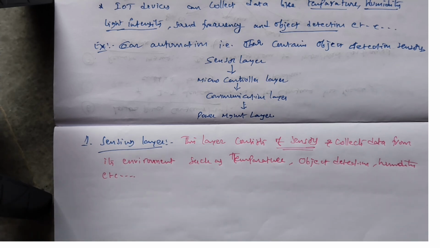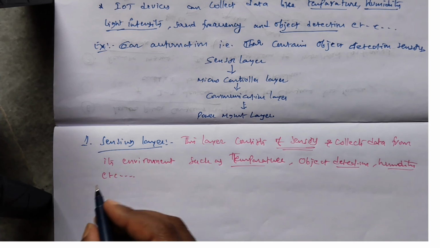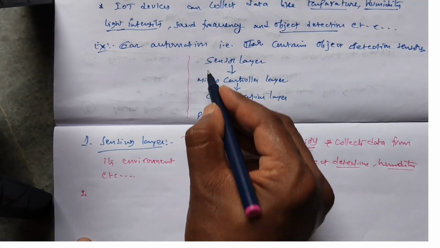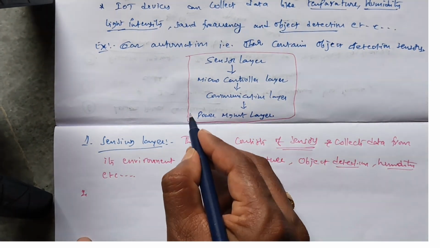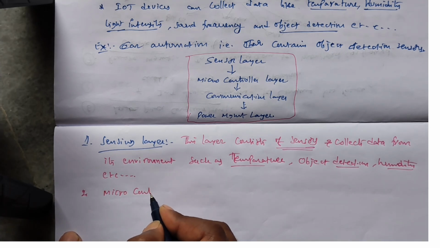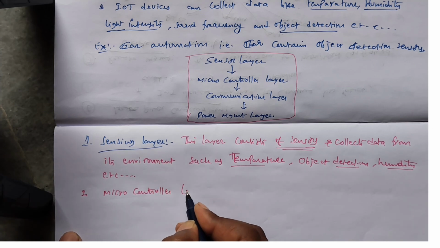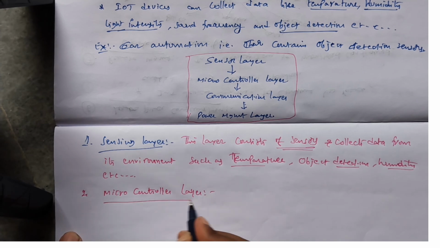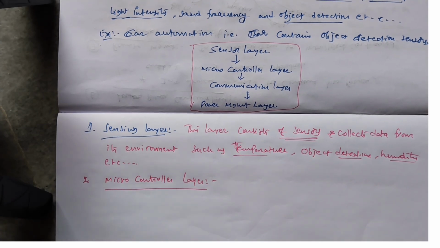etc. Okay, the first layer is the sensing layer. This is the sensing layer, meaning sensing the objects or temperature, detection of the object, humidity and frequency, etc. The second layer is the microcontroller layer. This is the block diagram. What is the microcontroller layer? In this layer, it will collect the data from the sensors and process the data.